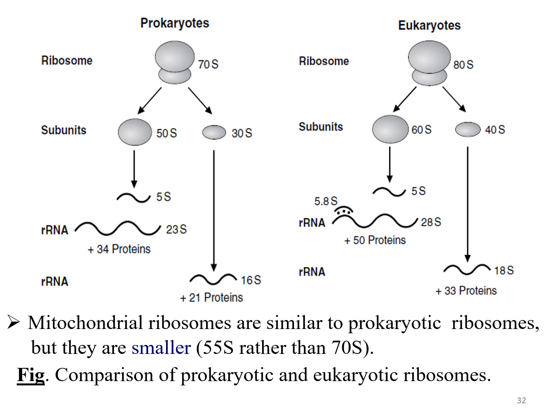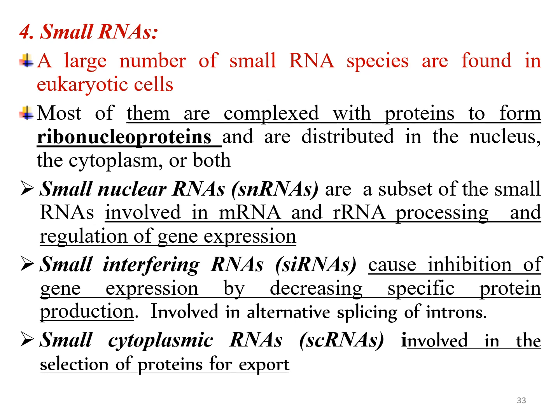In prokaryotes, the ribosome is different. The 70S sedimentation coefficient can be converted into two subunits, 50S and 30S. In eukaryotes, the 80S ribosome can be converted like this, and this in general shows how the ribosome differs in prokaryotes and eukaryotes. Mitochondrial ribosomes are similar to prokaryotic ribosomes, but smaller, having 55S rather than 70S. This is an example comparison of prokaryotic and eukaryotic ribosomes.